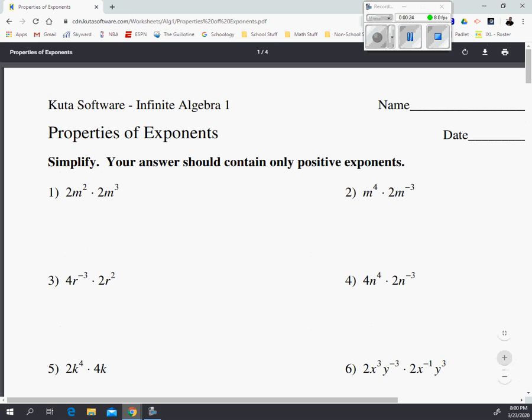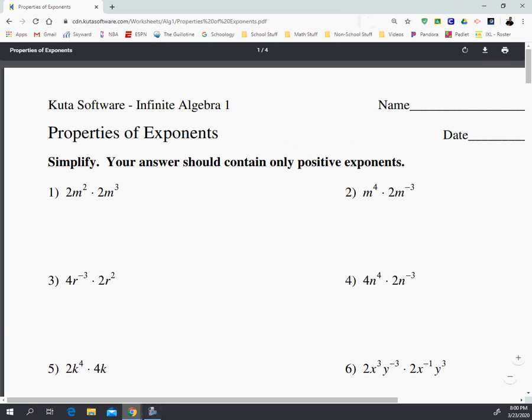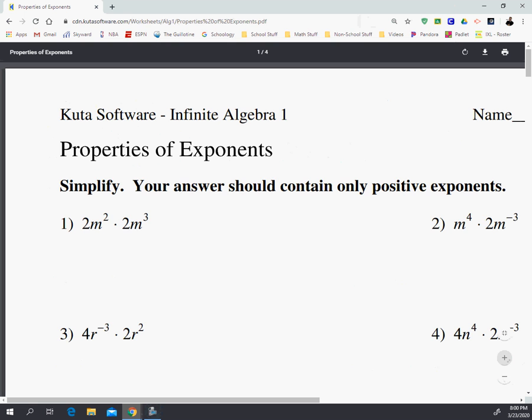Right? I'm going to hide this screen here so I can. Maybe not. There we go. And now I'm just going to get to it, all right?